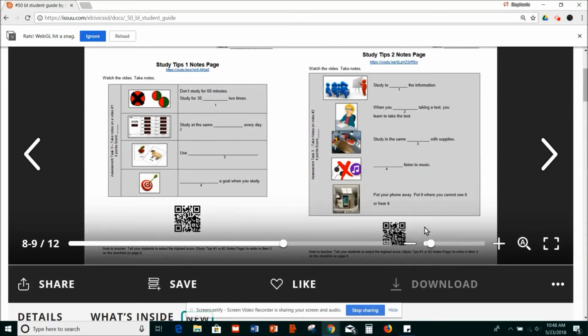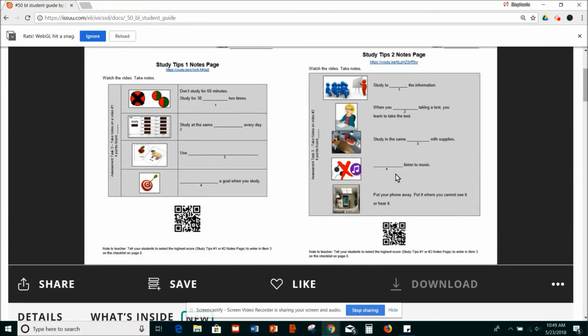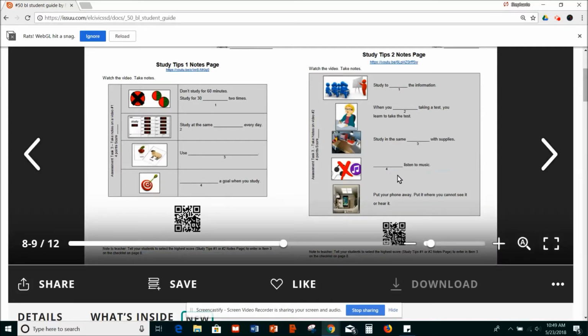Beginning low and beginning high students complete a cloze activity. You see 2 note-taking activities, one on page 6 and one on page 7. This is to give students practice on note-taking and to give students who may be absent one day an opportunity to complete task 3. Students who complete both note-taking cloze activities will select the highest score to enter into the checklist, task 5, on page 10, which you will see in a moment.